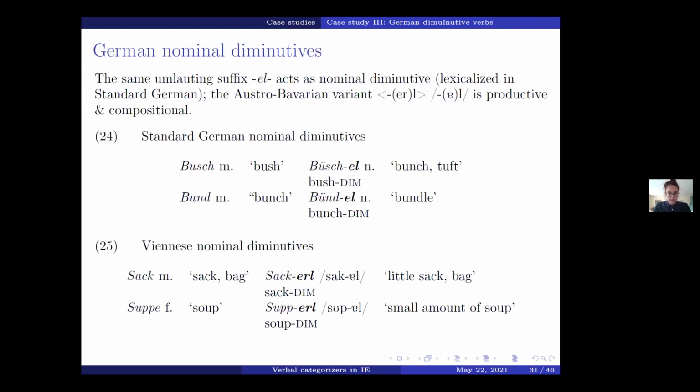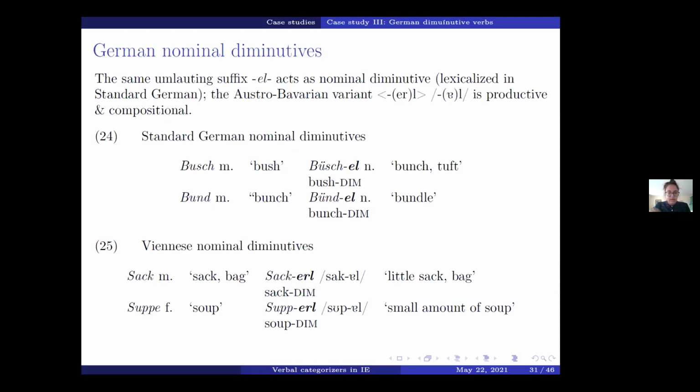And of course, we find the same suffix in nominal diminutives. In standard German, this is actually very lexicalized, but you can also see the umlaut here. So Busch, Büschel, small bunch or tuft, Bund, Bündel, and so on. And there's a non-umlauting variant in Austro-Bavarian dialects, in Viennese, for example, that's fully productive. So Sack, Sackerl, Suppe, Suppel, and so on.